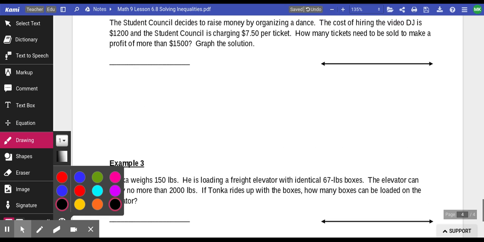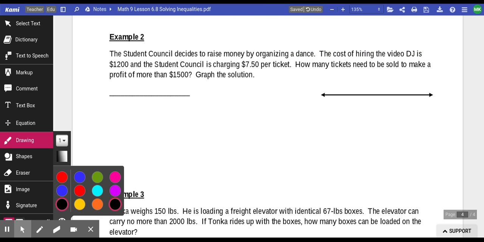Wonderful. We're going to do 2 word problems. To do word problems, we're going to try to read those words, turn it into a mathematical equation like we've done in Unit 5, and then we're going to try to solve it. So reading this. It says, the student council decides to raise money by organizing a dance. The cost of hiring the video DJ is $1,200, and the student council is charging $750 per ticket. How many tickets need to be sold to make a profit more than $1,500? Graph the solution.